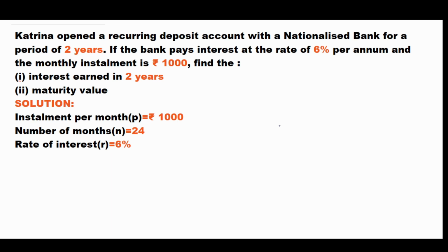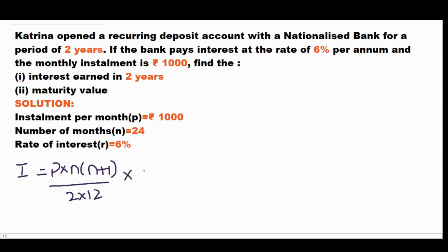Let's write the data given. Installment per month is ₹1,000. Number of months, that is small n, is 24 months. Rate of interest is 6%. First we need to calculate the interest earned in 2 years. So let us write the formula for I. We have learnt I is equal to P into n plus 1 divided by 2 into 12 into R by 100.